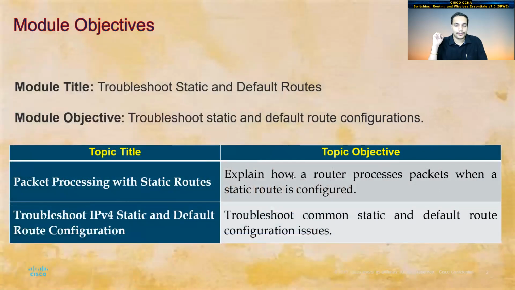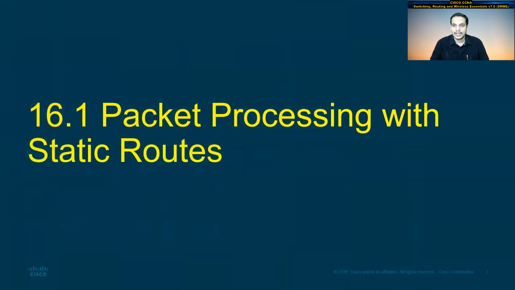So these are the two topics that we are going to discuss as part of this module. The first one deals with explaining how a router processes packets when a static route is configured. The second topic is troubleshooting common static and default route configuration issues. We will take some examples and then start discussing from one particular issue. So first things first, the first one is packet processing with static routes.